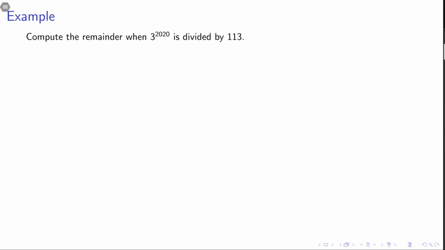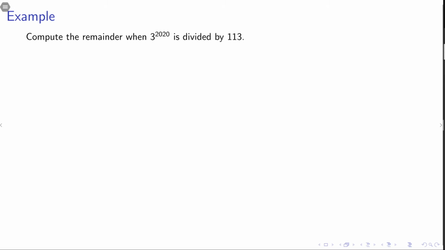Suppose that you want to compute the remainder when 3 raised to the power of 2020 is divided by 113. Right, so one thing you could do here is to just keep multiplying 3 by itself. Notice a pattern, and you're working modulo 113, right? So you could just keep multiplying. If you get something larger than 113, you just throw copies of that away and make it smaller again.